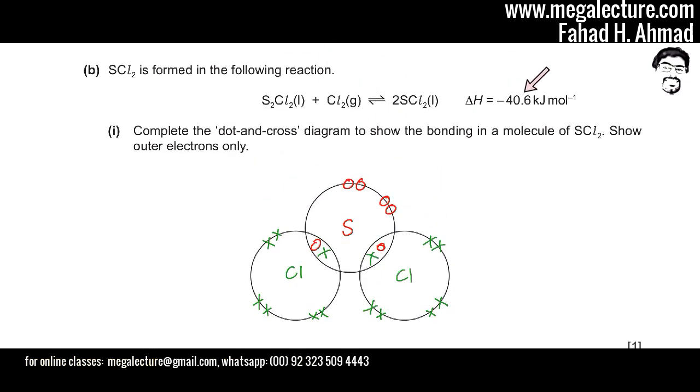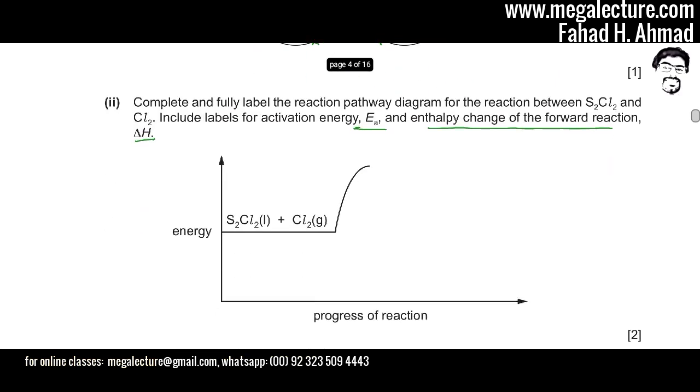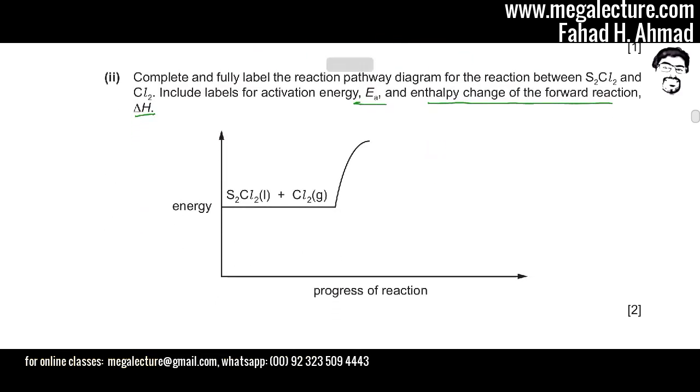Remember, it's an exothermic reaction. Delta H is given as minus 40.6 kilojoules per mole. What happens in exothermic reactions? The energy is lost. So here you have your reactants. If energy is lost, the products would have less energy. On the vertical axis, the products are going to be lower down. They're going to lose energy.